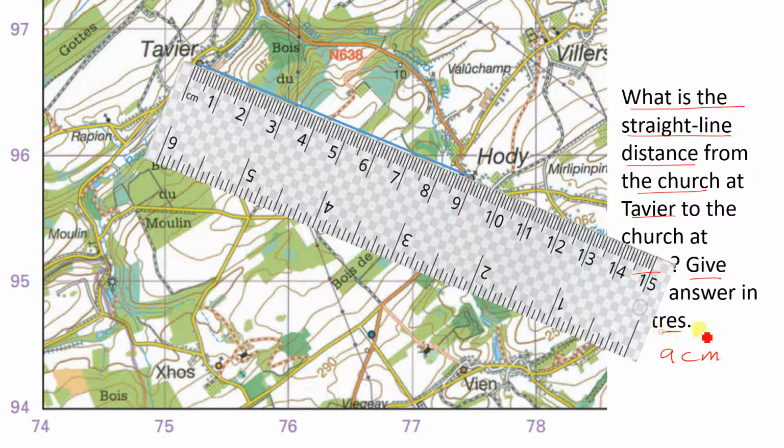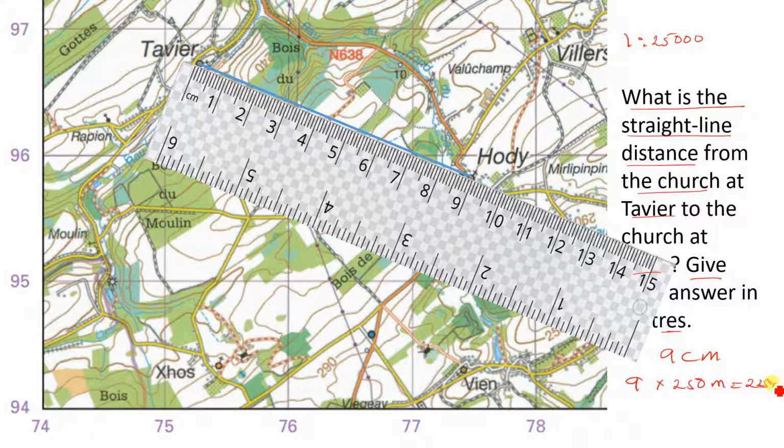And then what is our answer in meters? And the scale of this map is 1:25,000. So if they want my answer in meters, I know that I'll just multiply 9 times 250. So 9 times 250, that will be, let me punch my calculator. 9 times 250, that is 2,250 meters.